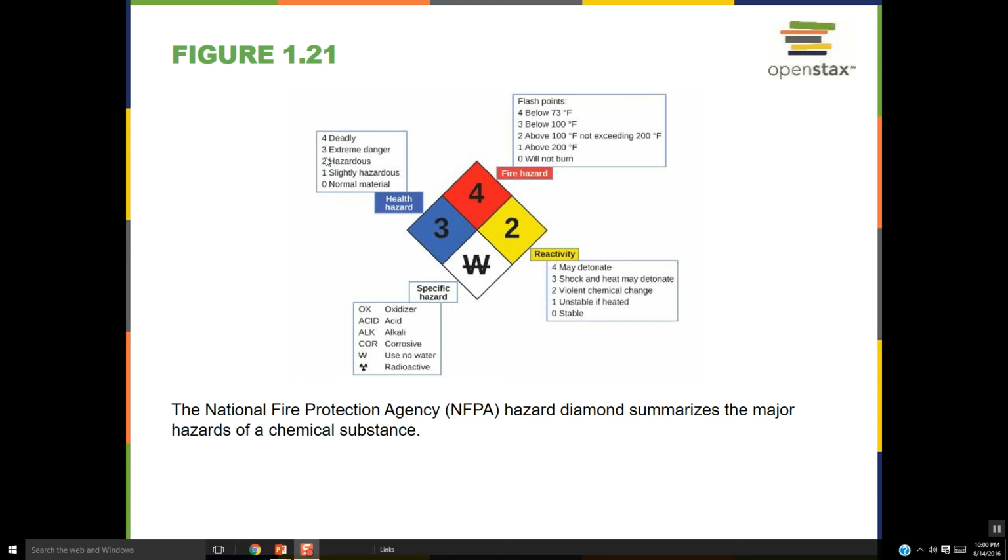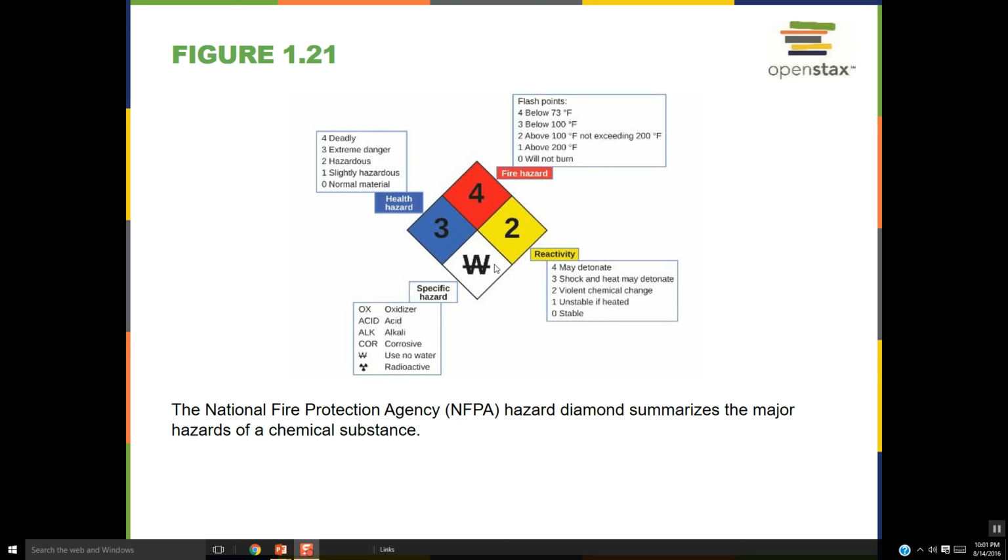Anyway, keep your eyes open for these things because they do give you some information, and you sometimes have to think about all of these in relation to each other. For instance, it could be a 3 here, which means it's extremely dangerous, that it'll flash at a very low temperature, so it's extremely dangerous, and it can catch on fire at room temperature, plus it can easily react with something else. So this is something that you'd have to really pay attention to.